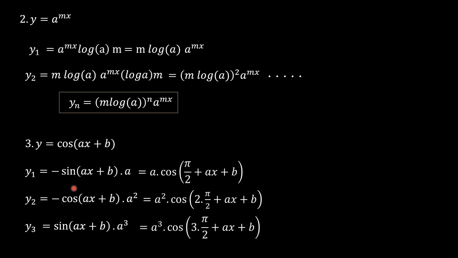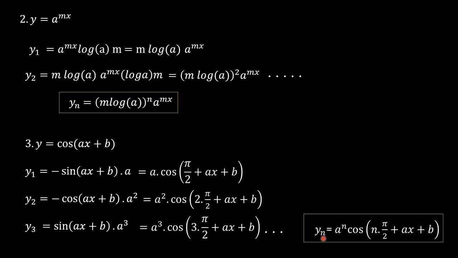Now, can you analyze the pattern? The first order derivative, what is the power of a here? The power of the constant is 1 multiplied with cos of pi by 2 plus ax plus b. The second order derivative, it is a square into cos of 2 pi by 2 plus ax plus b. Third derivative, a cube into cos of 3 pi by 2 plus ax plus b. So I can easily guess that the corresponding nth derivative of the function is a to the power n into cos of n pi by 2 plus ax plus b. Hope you got it.